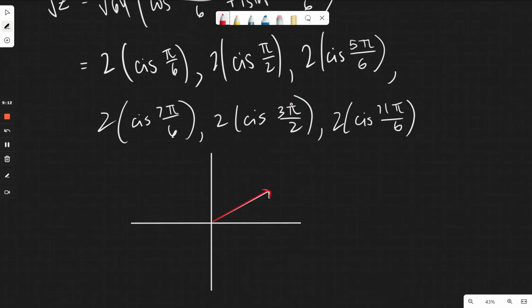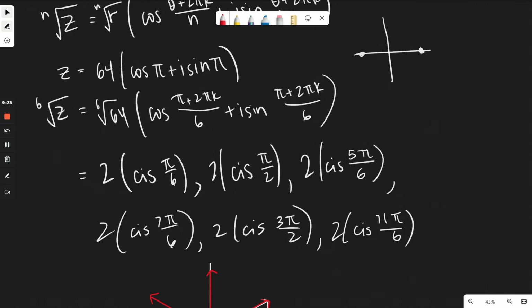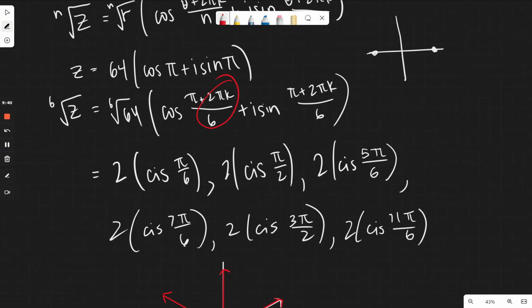Here, and then cis pi over 2, which is here. And then we have cis 5 pi over 6, which is here. And so then we have cis 7 pi over 6, which is going to be about here. And then 3 pi over 2, which is here. And 11 pi over 6, which is here. So obviously all of these are going to be 2 pi over 6 spaced out, right? Because that's what we're adding here, 2 pi over 6 each time.